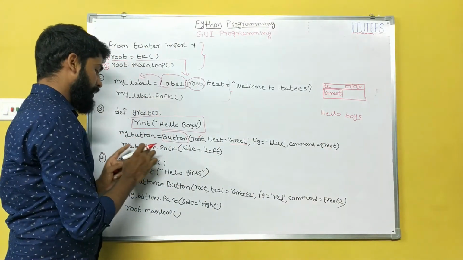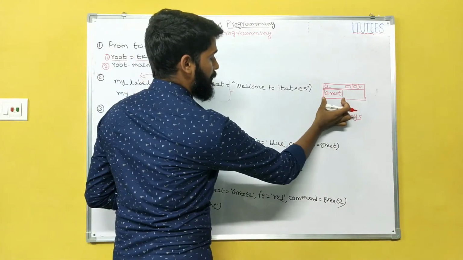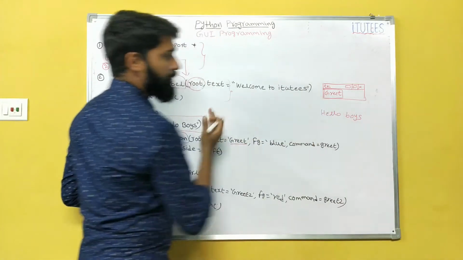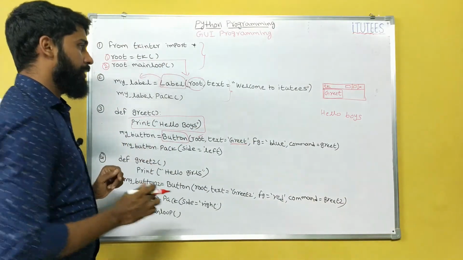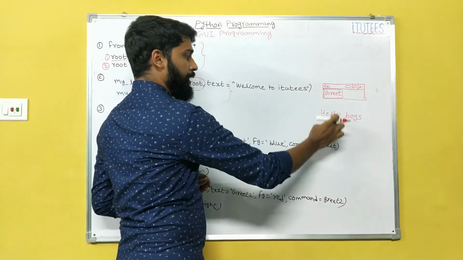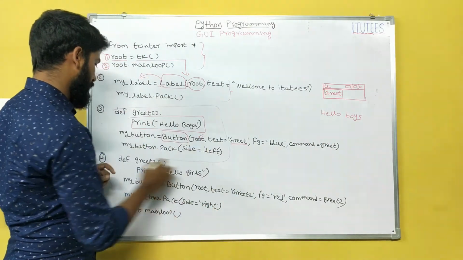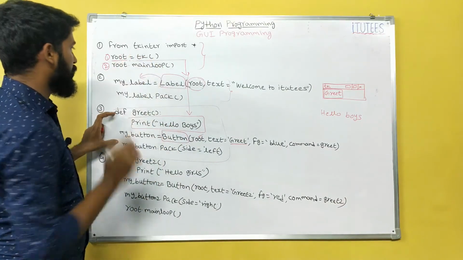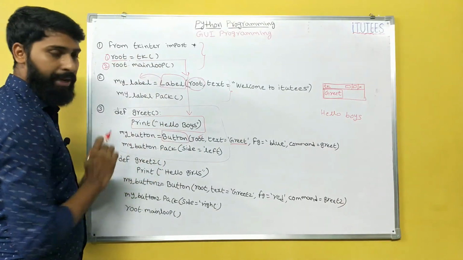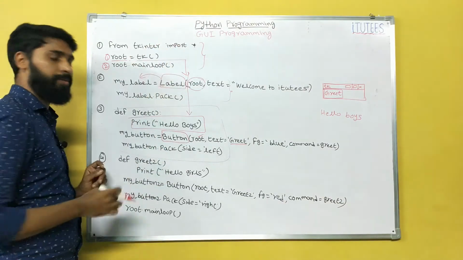And after that, side equals left. That means the button is appended on the left side. Okay, now what is the output? When you click on this greet button, it prints hello boys. You can write this in the same place. Before this you write root equals tk and root.mainloop. For every program these three are common.